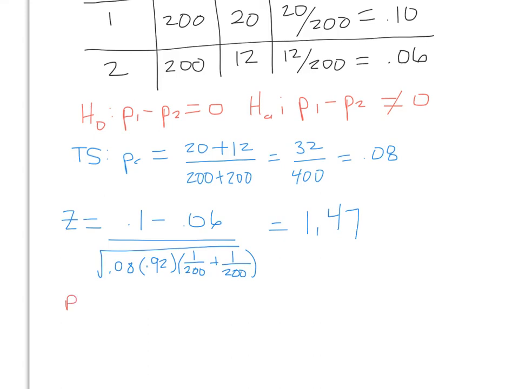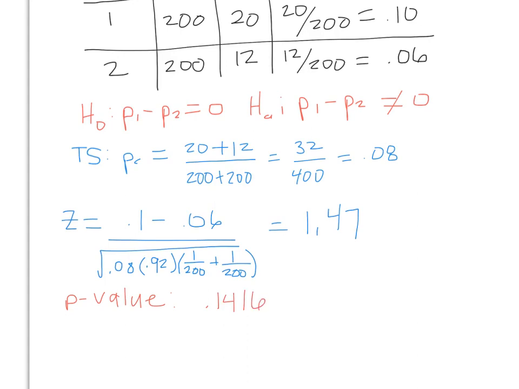Now, we find the p-value using our calculator. We've got a two-tailed test because we have that not equals. So we got to remember that when we plug that into the standard normal calculator, and we end up with a p-value of 0.1416.